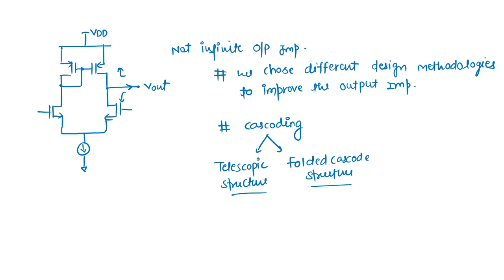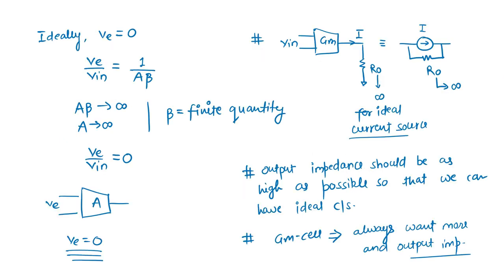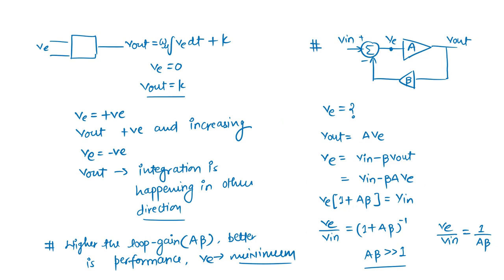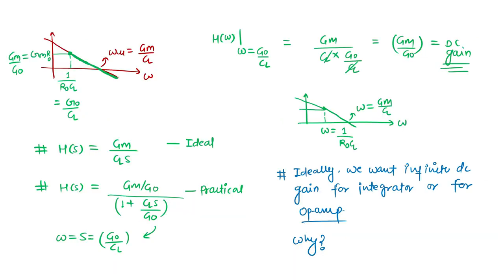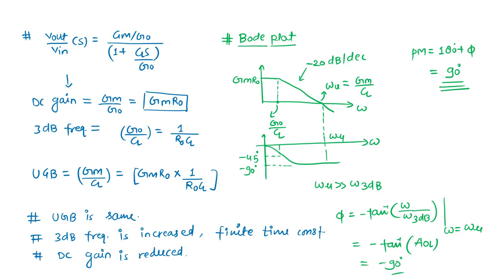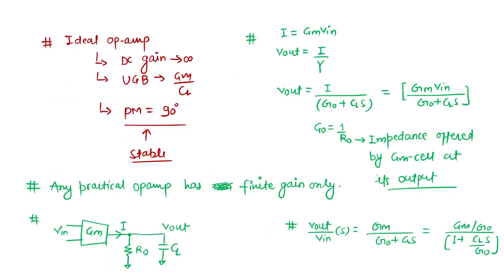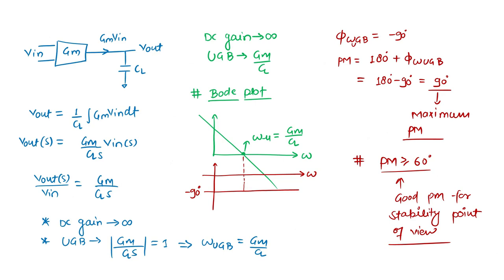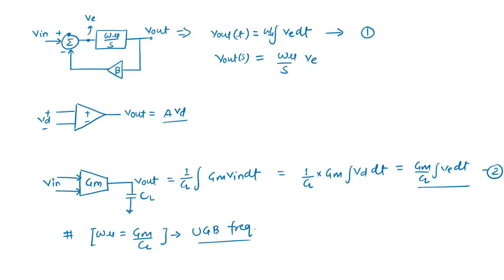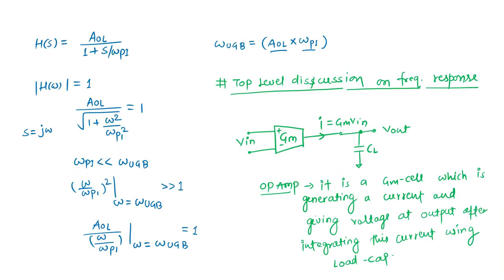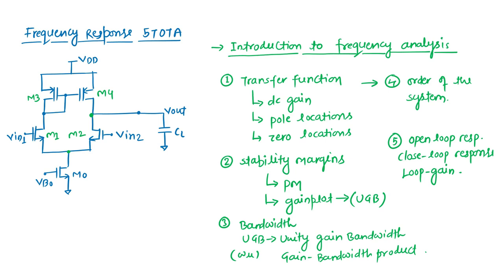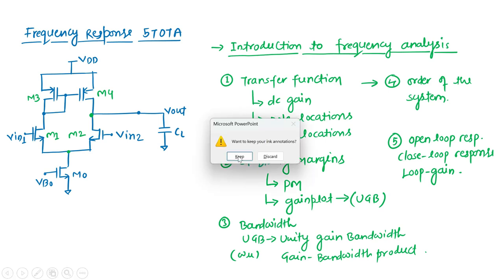So I think this is enough for introducing the frequency response, why our gain should be infinite, what exactly an ideal integrator means, what the present op amp is, and why this phase margin is required. I think this is enough for this video. In the coming video, we'll see how we can calculate the zeros and poles at the design level or at the top level. Okay, so thank you. With this, let us see you in the coming video.